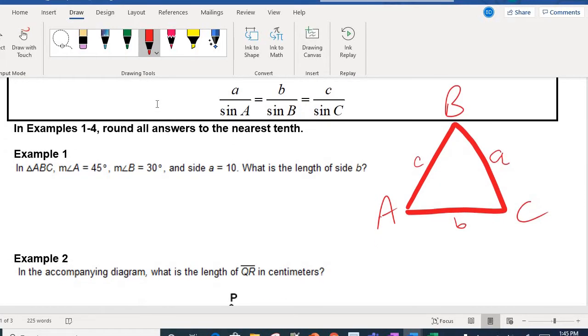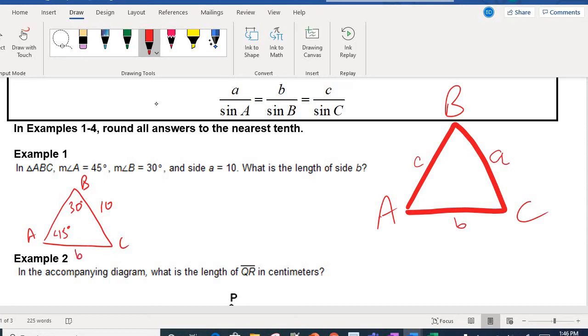So it says in triangle ABC, and I'll just draw the triangle again. They say angle A is 45 degrees. I'll label that. Angle B is 30 degrees, and side a is 10. So remember how that works again. Side a is opposite angle A, so side a is 10. The question is asking, what's the length of side b?